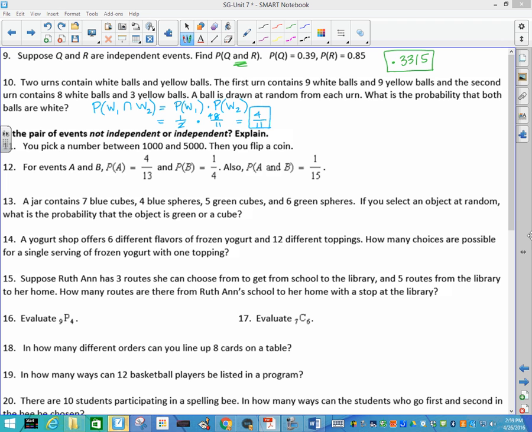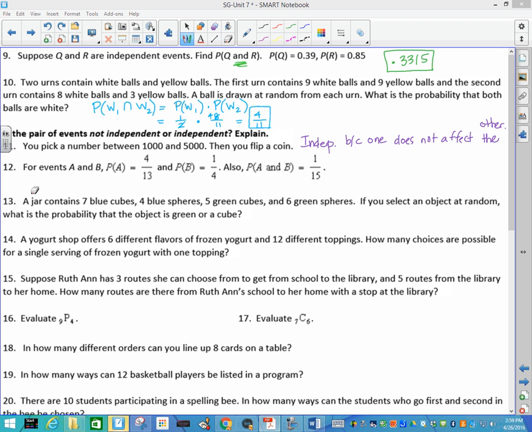All right, moving on. You pick a number between 1,000 and 5,000. Then you flip a coin. Are these two events non-independent or independent? They are independent. Explain: because one does not affect the other. If it's words, you just have to explain it that way.